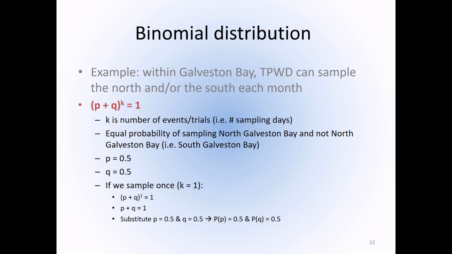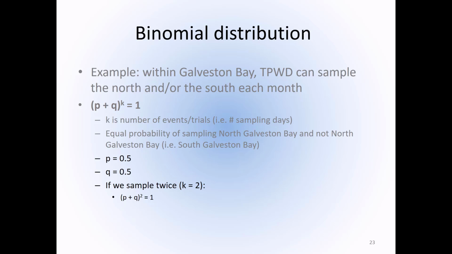TPWD is probably going to go out and sample more than once. Let's say that they only go out and sample twice during the particular month that we're interested in. So we input 2 for K in this particular example, and then we need to multiply out this particular function. And this should be familiar. It's a quadratic function in mathematics from some of your pre-req classes.